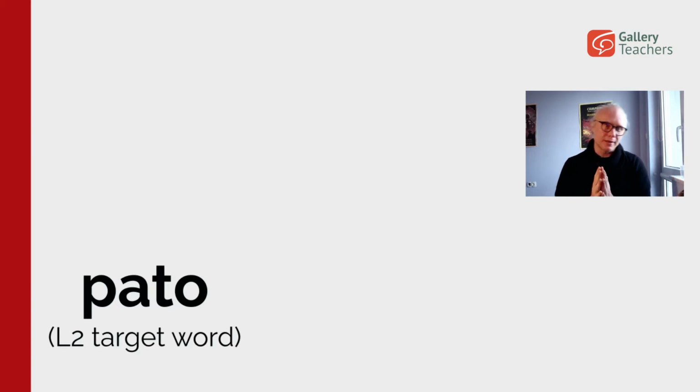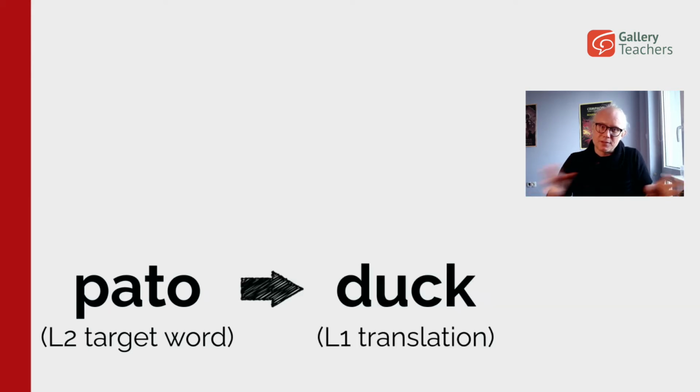I always imagine the keyword method as a kind of triangle. Let me explain. One corner of the triangle, you've got the L2 target word, the second language target word. So let's say you're learning Spanish and you need to remember the word for duck, which is pato. Now, you could try and just learn the word by staring at it for hours and hoping it seeps into your head. Not advised. You could also create an association with the Spanish word pato and the English translation duck. Pato, duck, pato, duck, pato, duck is a bit better.